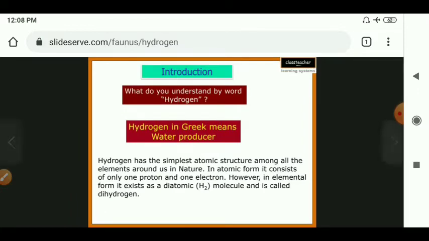Hydrogen in Greek means water producer. Hydrogen has the simplest atomic structure among all the elements around us in nature. In atomic form, it consists of only one proton and one electron. However, in elemental form, it exists as a diatomic molecule and is called dihydrogen.